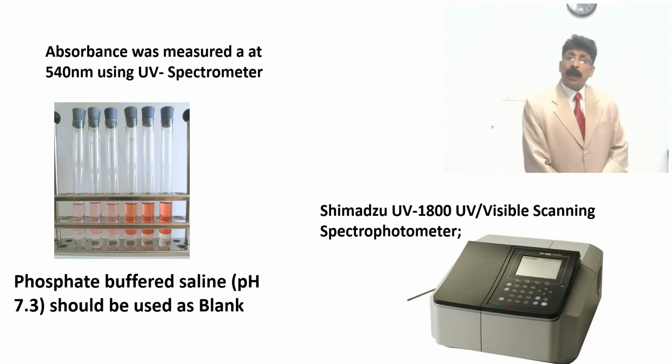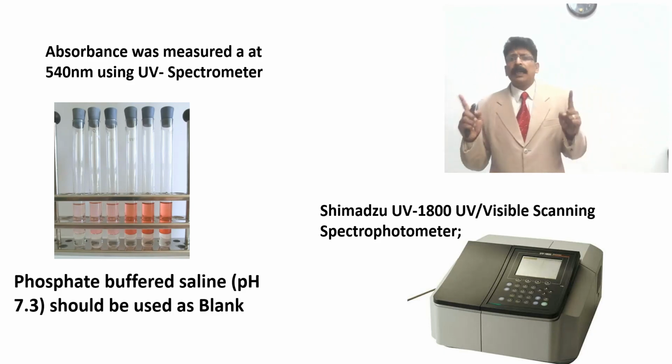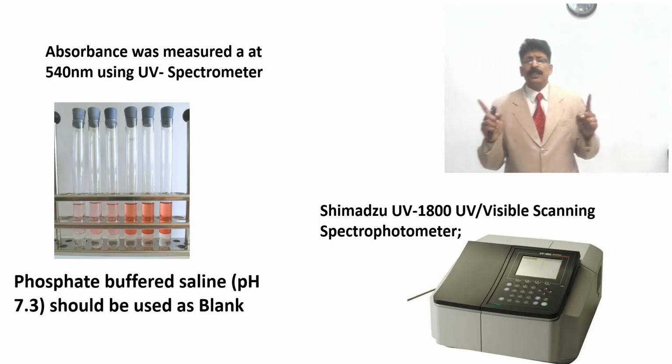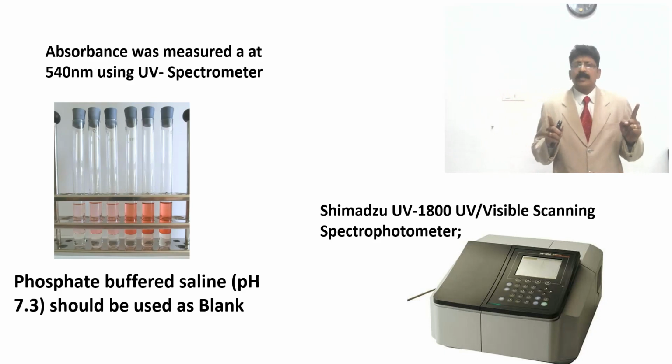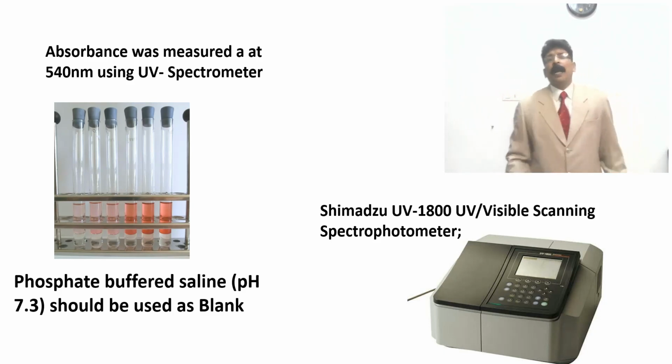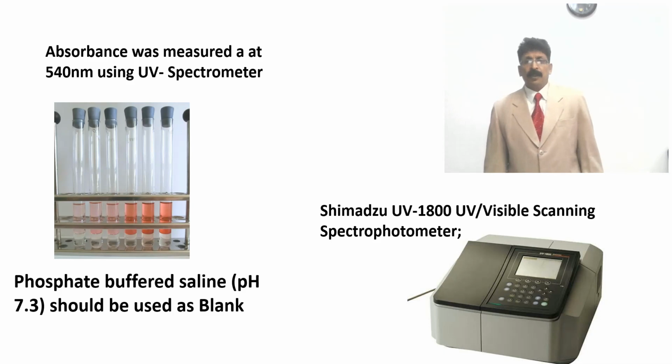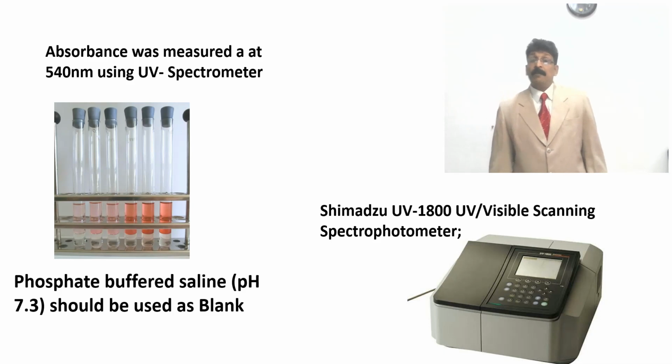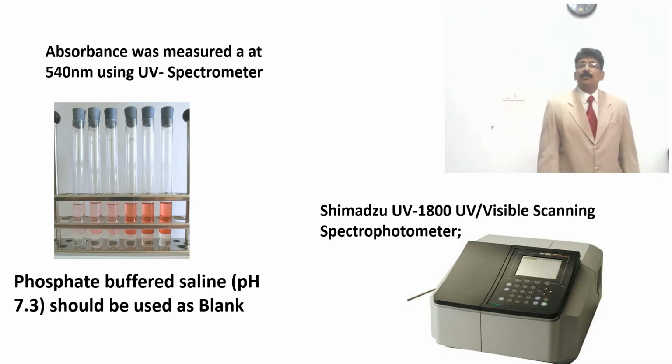So blank should be used. Don't get confused between the blank and the control. Control is different, the blank is different. Understand? For the control measurement also you need a blank, and the phosphate buffer saline pH 7.3 which you have prepared can be used as the blank here.